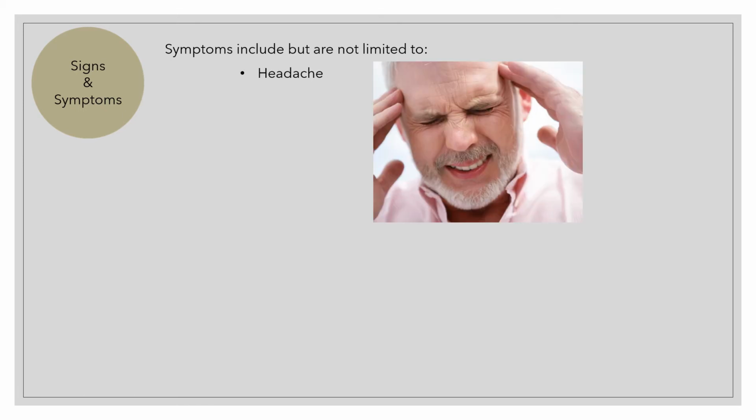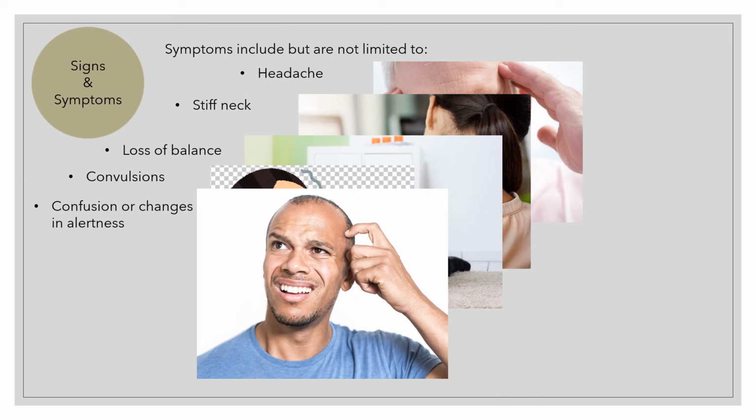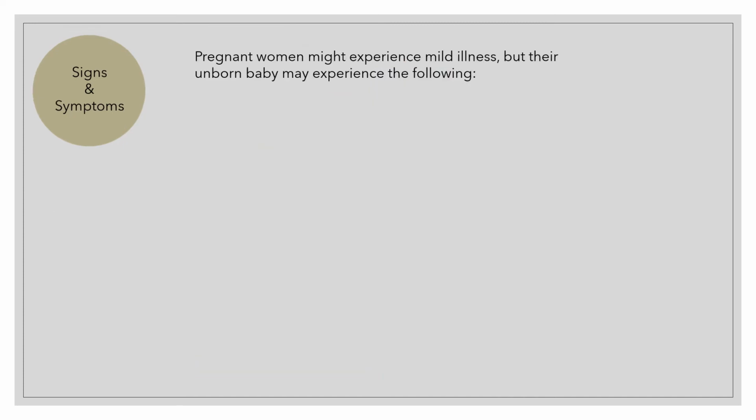So signs and symptoms include but are not limited to headache, which is what my mother was always worried about, stiff neck, loss of balance, convulsions, confusion, or changes in alertness. Pregnant women might experience mild illness, which includes all the symptoms that I mentioned, but their unborn baby will probably have it much worse. They will experience the following: miscarriage, stillbirth, a potentially fatal infection after birth, or premature birth, all of which are very unfortunate.